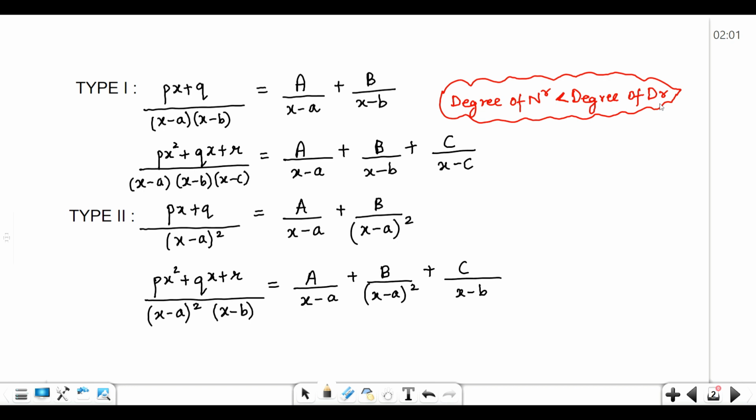Now let me tell you the degree. What is the degree of any polynomial? The highest power of that polynomial is known as the degree.